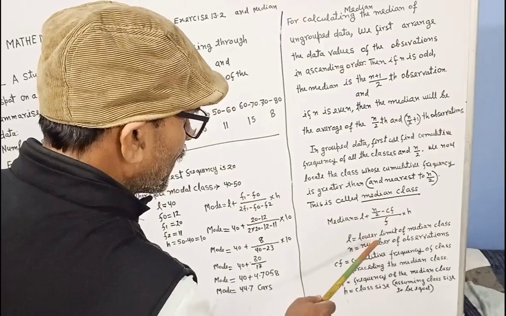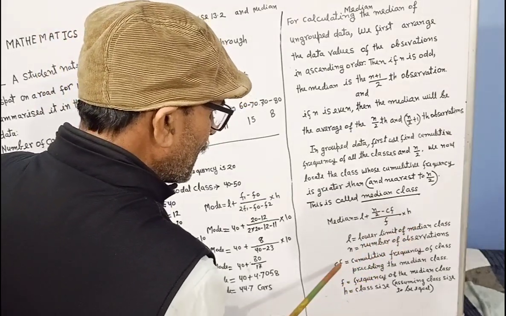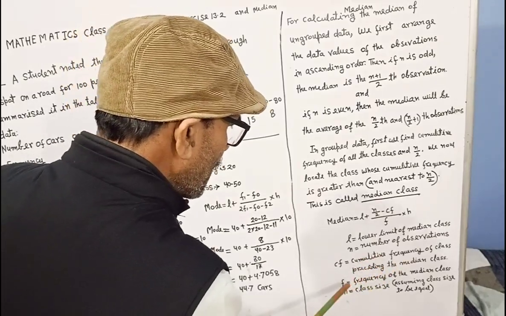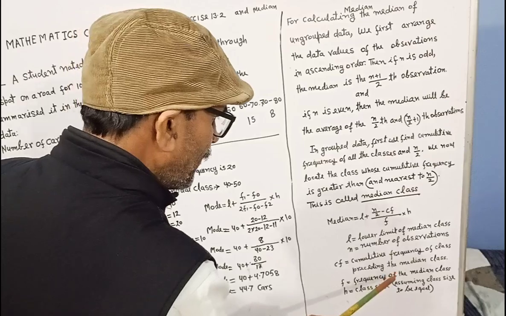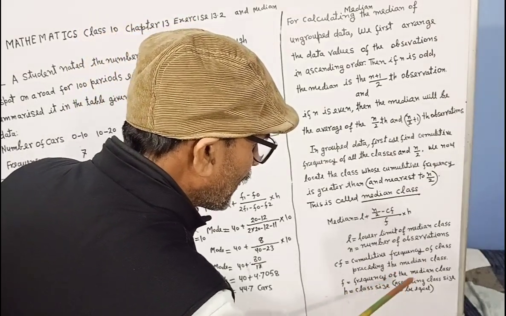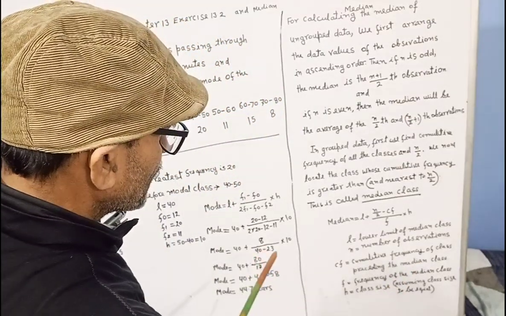L is equal to lower limit of median class. N is equal to number of observations. CF is equal to cumulative frequency of the class preceding the median class. F is equal to frequency of the median class. H is equal to class size, assuming class size to be equal. That's all.